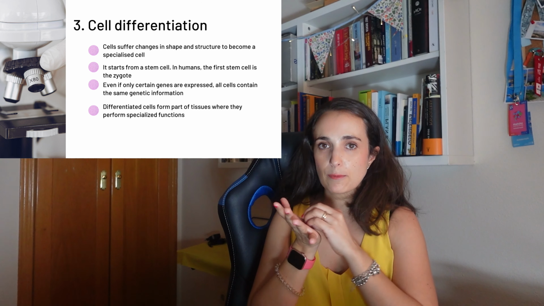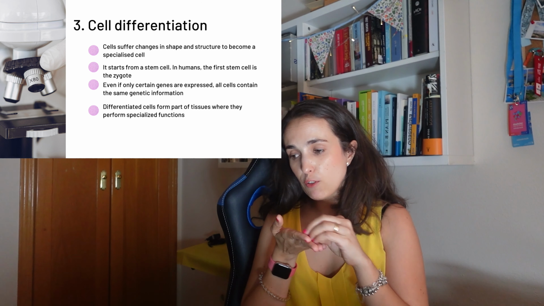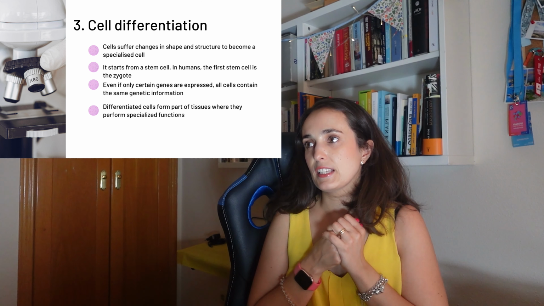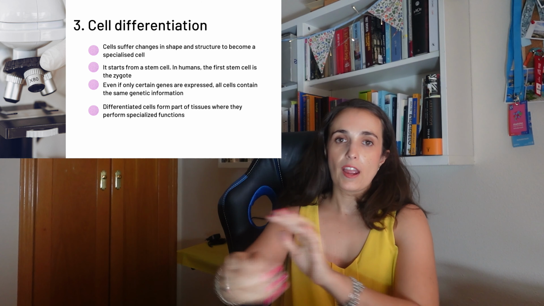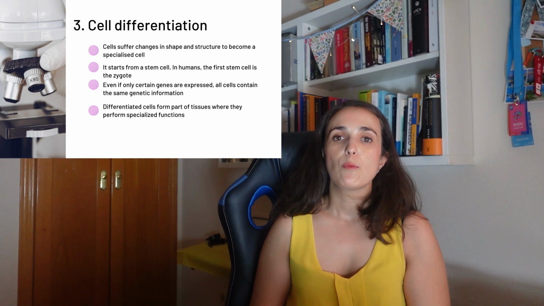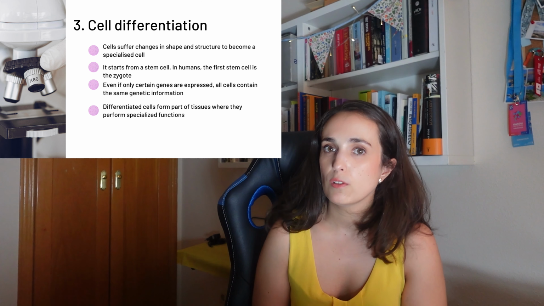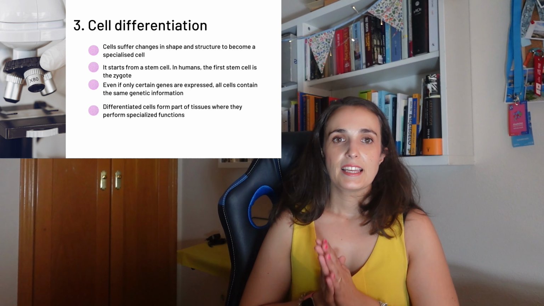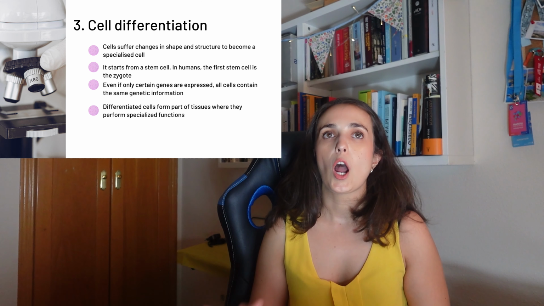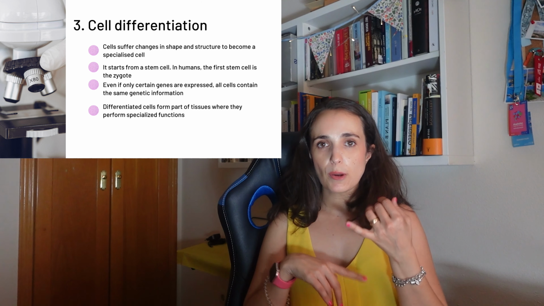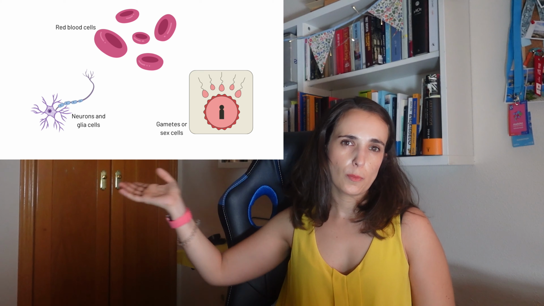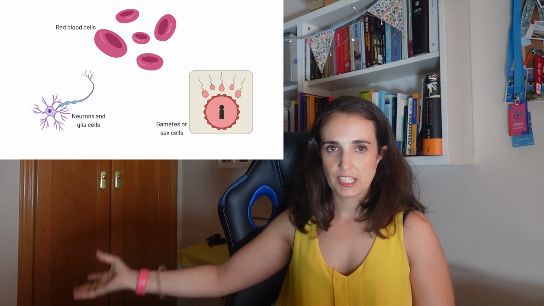So it will take the genetic information of how to become a brain cell. If it is in the arm, maybe it will become a bone cell, okay? So it will participate in the bone tissue. That's the process of cell differentiation, and it will change in shape and in structure mainly. Here you can see some examples of differentiated cells.